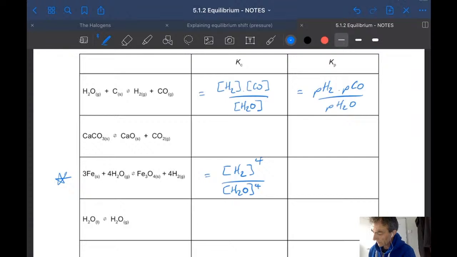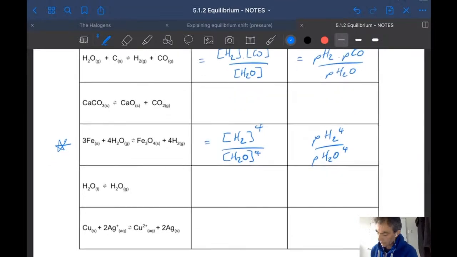And then the Kp one is partial pressure now. I'm trying my best not to put brackets in. Partial pressure H2 to the 4. Feels weird, this, not having brackets, I must say. Partial pressure H2O to the 4. Okay, and then the final one, so we'll do this one.